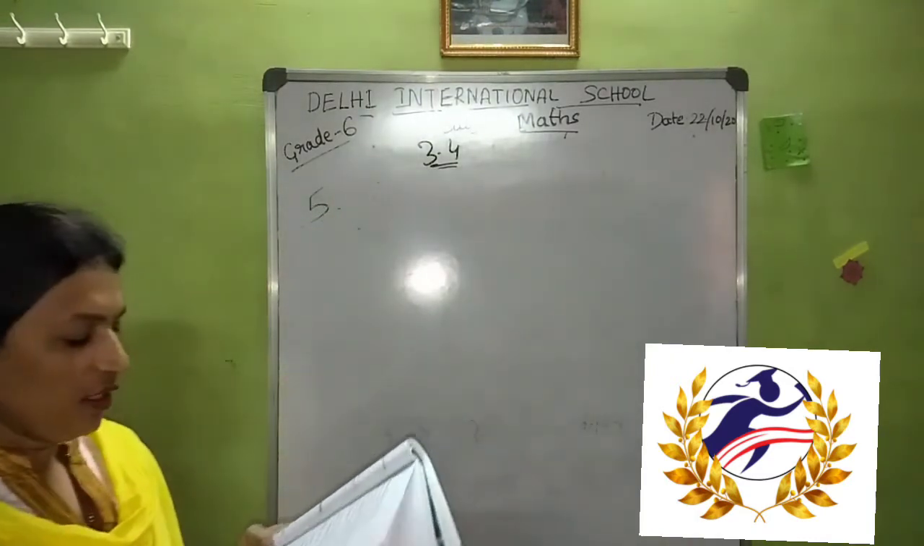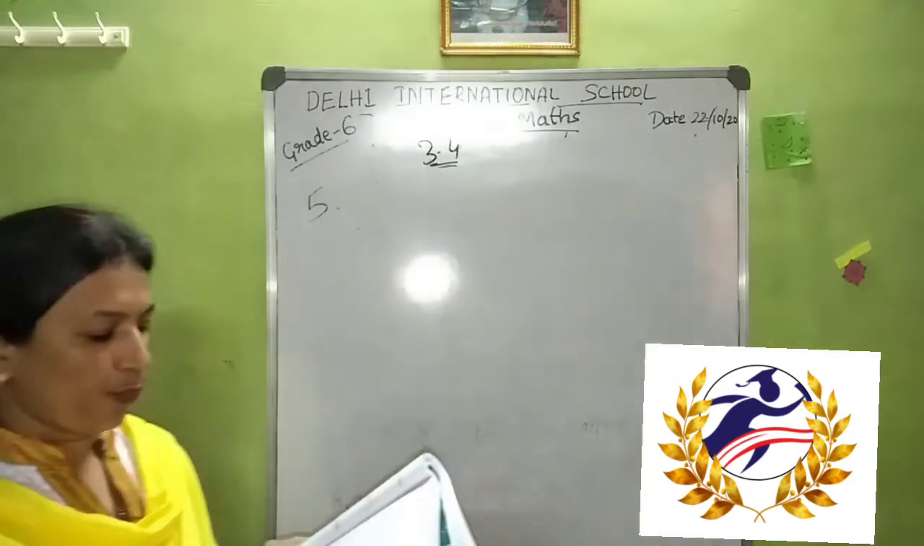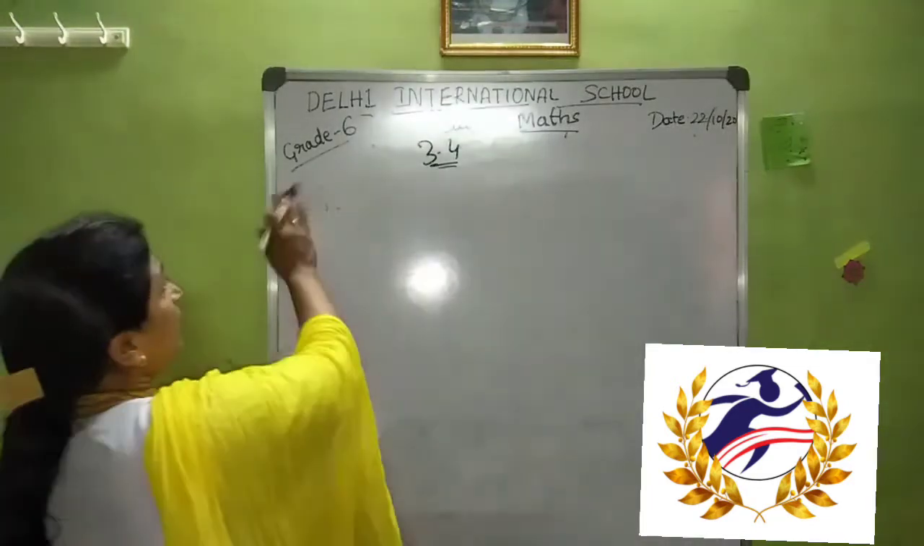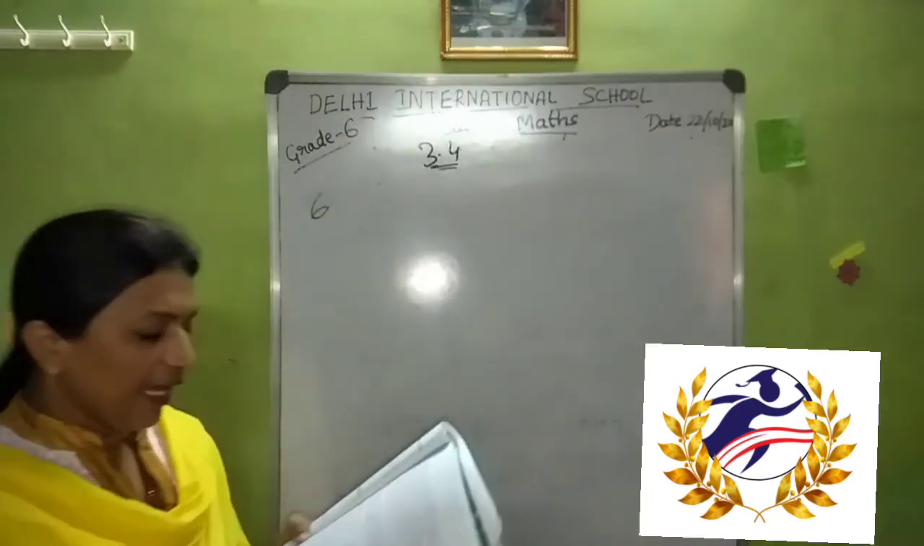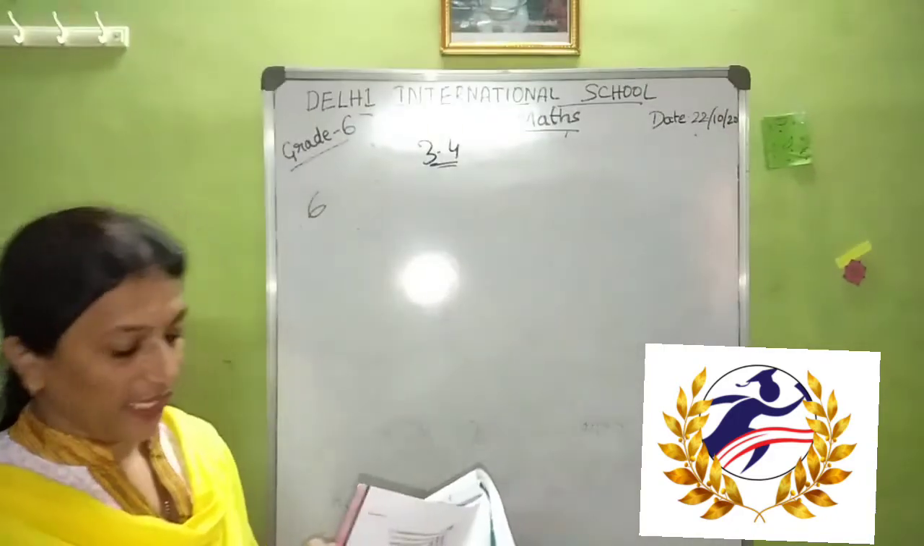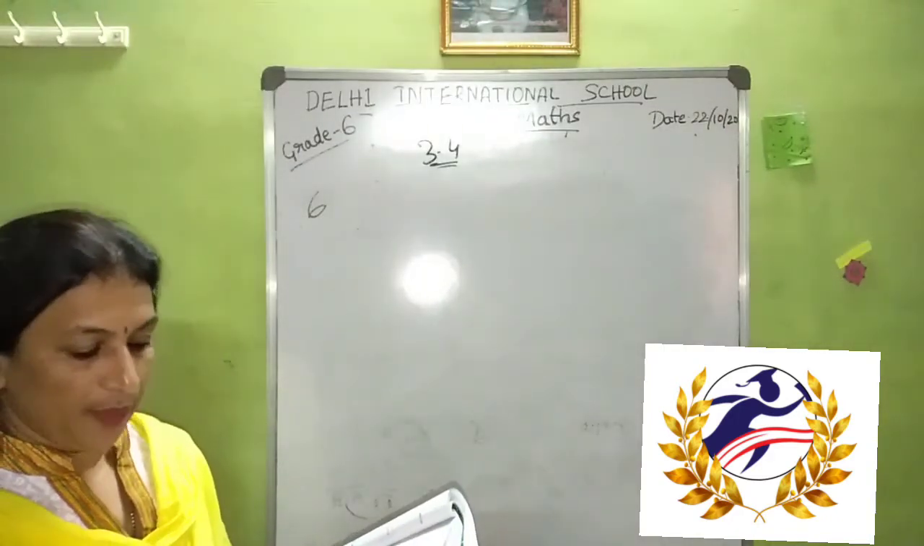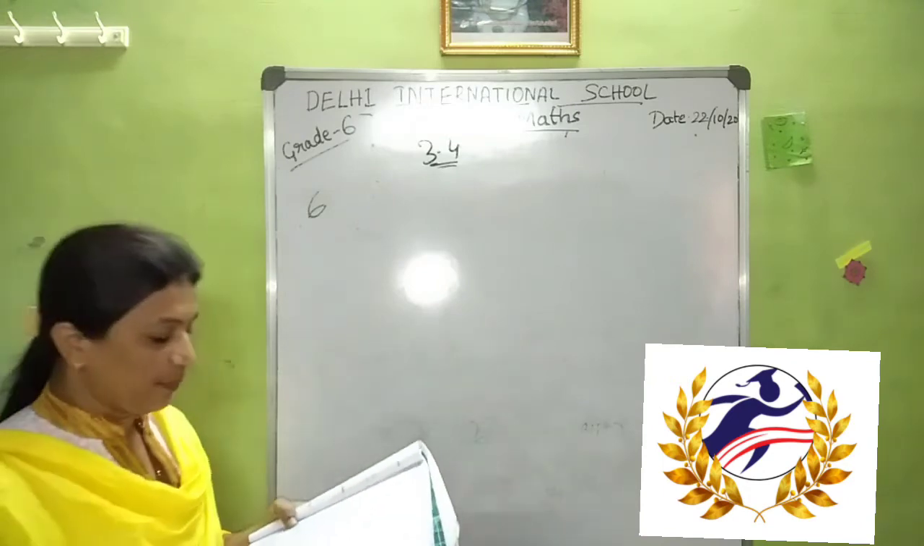In the fifth main, which of the following numbers are co-prime? That is over. So the sixth main, we will take the sixth main. A number is divisible by both 5 and 12. By which other number will that number be always divisible?